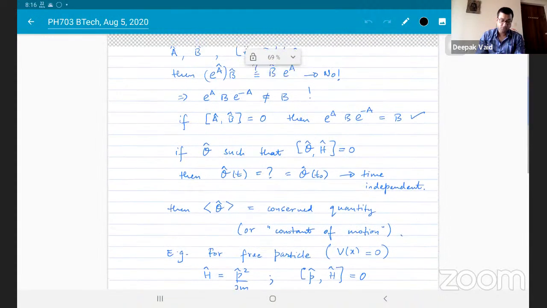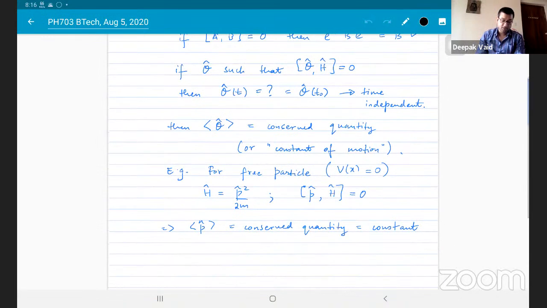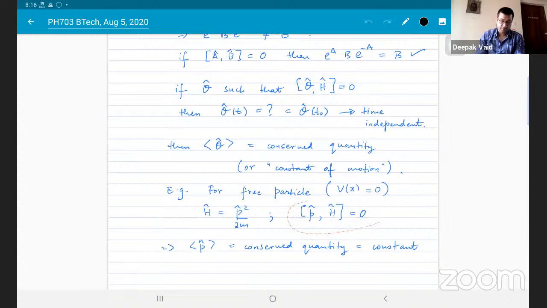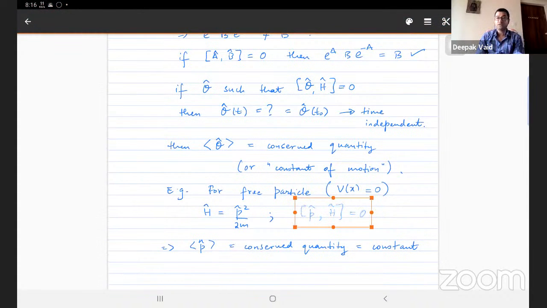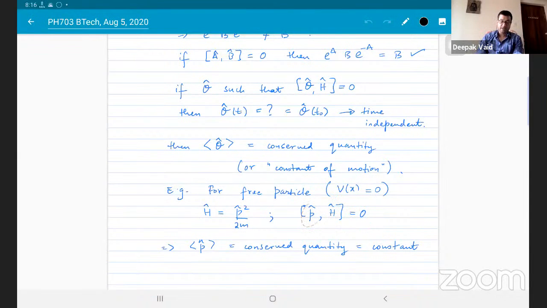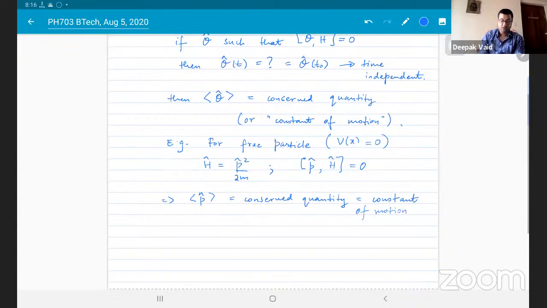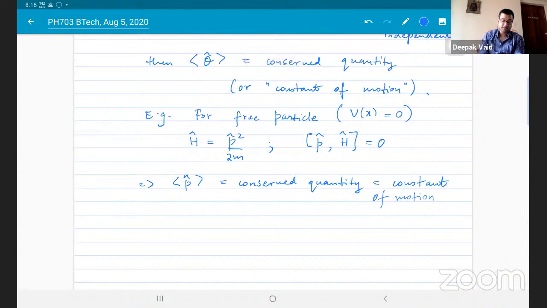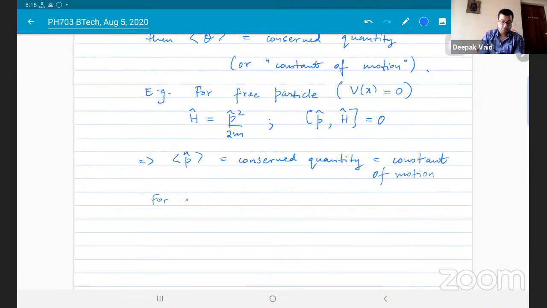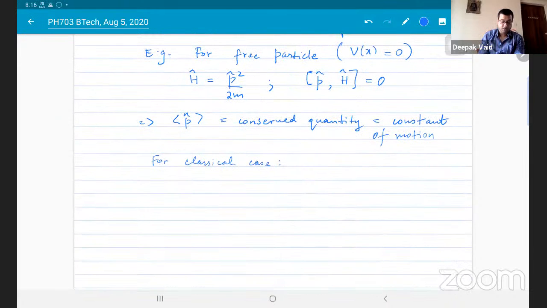What we have found so far, by the way, is an important aspect: if you have anything that commutes with a Hamiltonian, then that quantity is a conserved quantity. It's a constant of motion, right? This is true for both classical and quantum mechanics. But the difference is that in the classical case, we have, instead of this, something else.